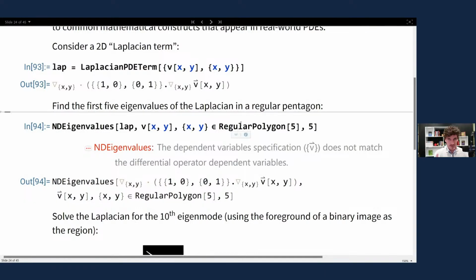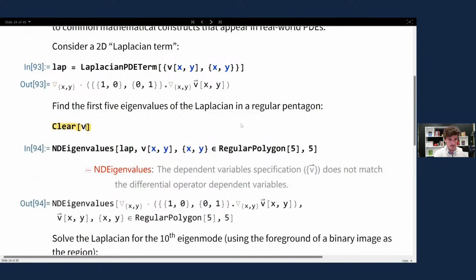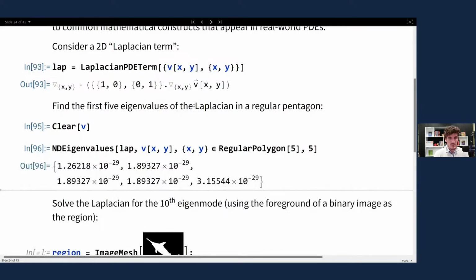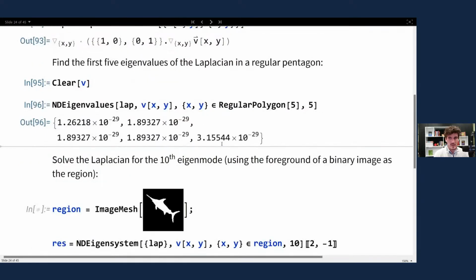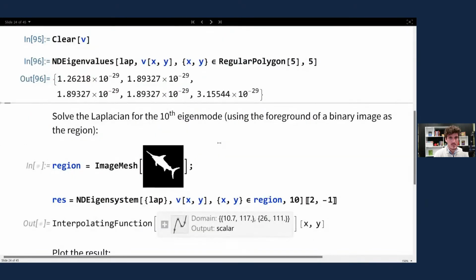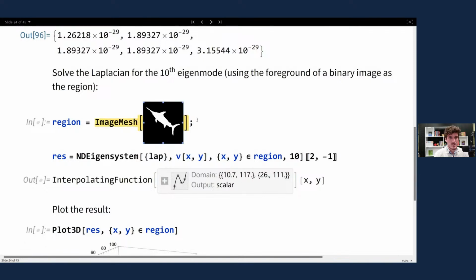The symbol V, I think, was from before when I was using vector symbols. So I'm just going to clear it and run this again. Okay, here we are. And then this is the more interesting example here. This image is just a binarized image of a swordfish or something. We're going to use the function ImageMesh, which converts an image to a boundary mesh region object.